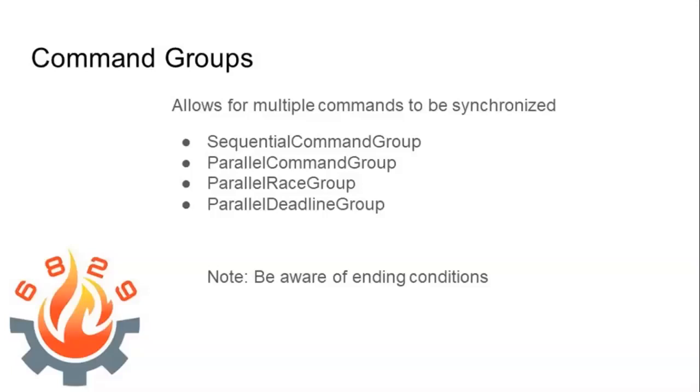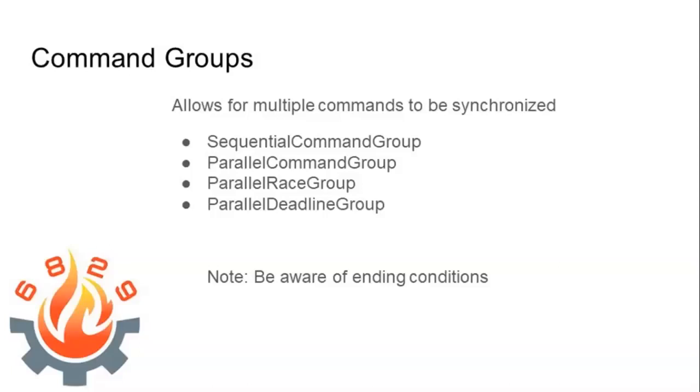So be aware of your ending configurations and what causes them to end. Sequential, one after another: if anything has a problem, the whole thing stops. Parallel, they all go separately, all in parallel, but the group does not finish until all of them are done. The race condition, they all go in parallel. As soon as any of them stop, the whole thing stops. And then deadline is all of them in parallel. When this one stops, stop them all. And it allows you to orchestrate those commands in some pretty nice manner.